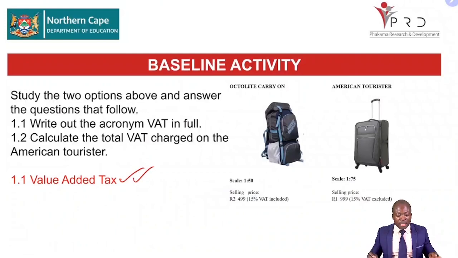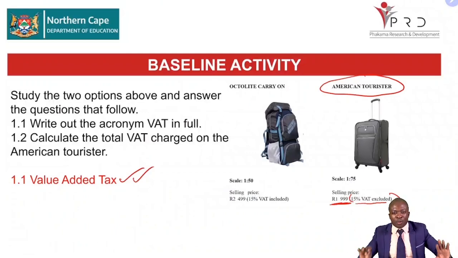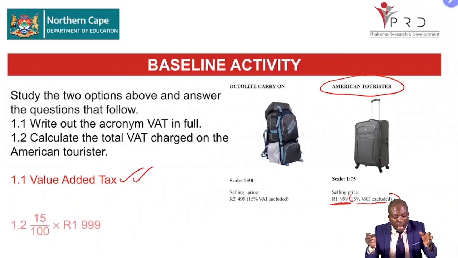It says calculate the total VAT charged on the American Tourister. Where is the American Tourister? Is it the first one or the second one? The second one there, American Tourister. But what information do we need in order for us to answer this question? Look closely. They said the price is 1,999 Rand, but look at what is written inside the bracket. This is VAT exclusive, exclusive. There's no VAT there. Exclusive, there's no VAT. So they want us to find out how much VAT we have to add on to that.